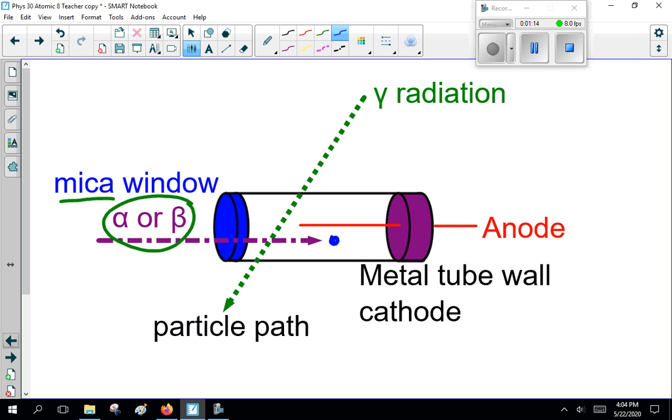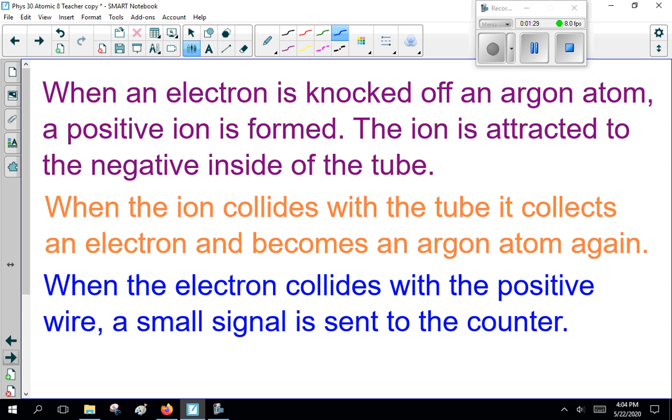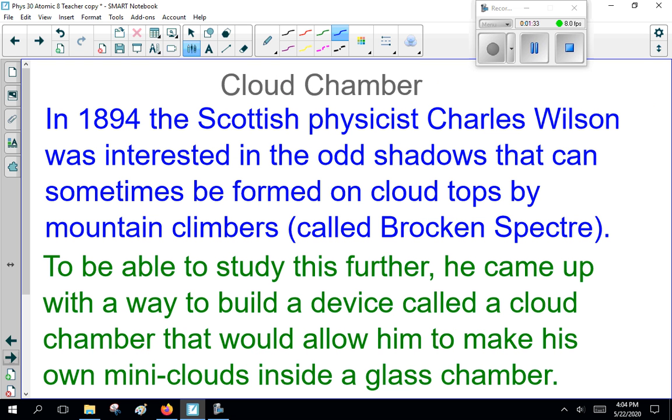So the ion goes down here, the electron goes up here, and we get that tick you see from those Geiger counters or Geiger-Müller counters you see online or on TV. Anyway, that's how they work.